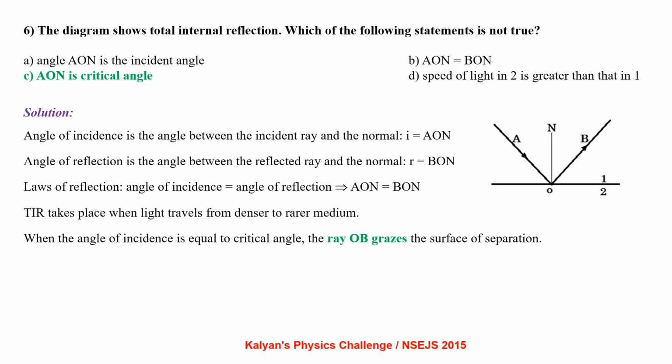Total internal reflection takes place when light travels from a denser medium to a rarer medium. When the angle of incidence is equal to the critical angle, the ray OB grazes the surface of separation. So C is the correct option.